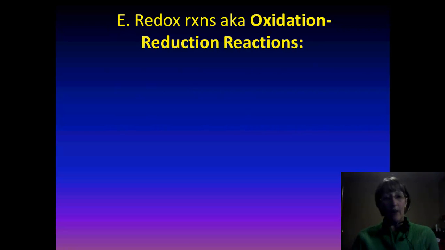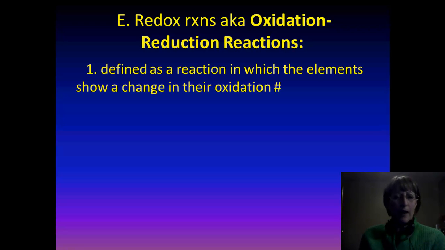So we start on capital letter E, redox. Okay, we're talking about types of chemical reactions, and we're at an oddball type of chemical reaction. It's called a redox, or an oxidation-reduction reaction. So they used the RED from the reduction and OX from the oxidation-reduction reaction. So we say redox. Okay, it's defined as a reaction in which the elements show a change in their oxidation numbers. Do you remember how we talked about those metals that have more than one oxidation number?